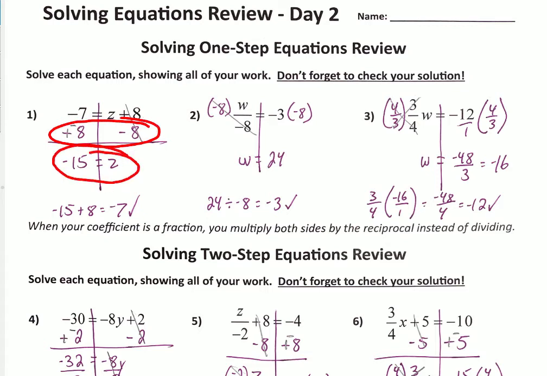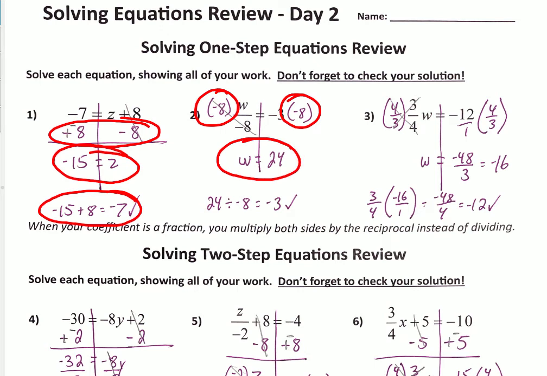Did you get negative 15 is equal to z as your answer? And then did you show me the work in actually doing your check? Did you plug it back into the original equation to see if it works? Number 2, do I see that you multiplied both sides by negative 8? Remember, they divided by negative 8, so I need to multiply by negative 8.